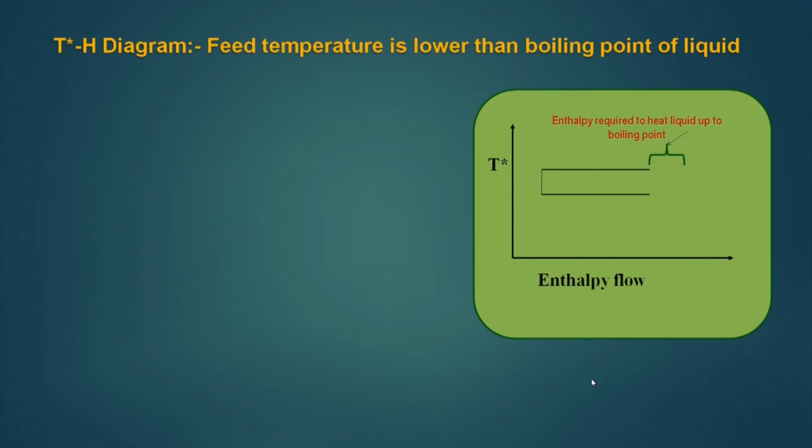Now, this is an ideal state which we have seen, but ideal states are not always found in an evaporator. Now, suppose the feed temperature is lower than the boiling point of the liquid. The feed which is entering into an evaporator, if it is lower than the boiling point temperature, then how will the TH enthalpy diagram look like?